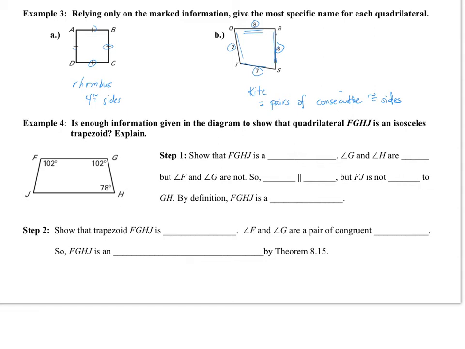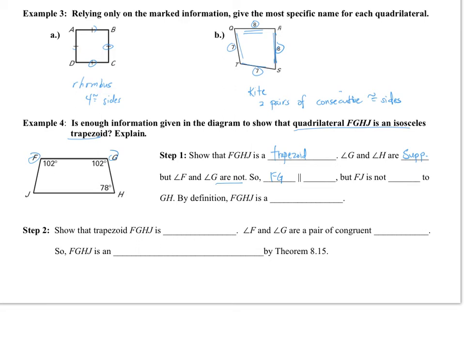Okay, example 4. Is enough information given in the diagram to show that quadrilateral FGHJ is an isosceles trapezoid? Explain. Well, step 1, we need to show that FGHJ is a trapezoid. And that angle G and angle H are supplementary. But angle F and angle G are not.